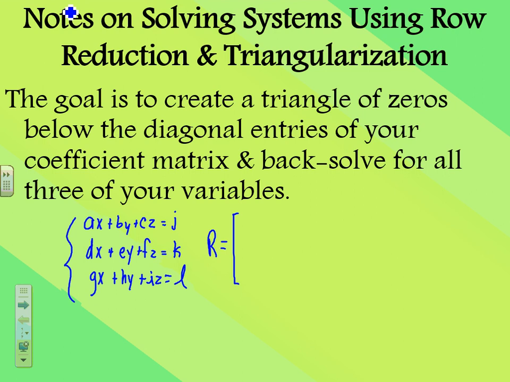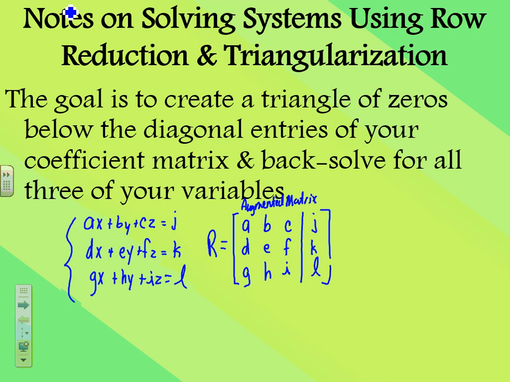So the augmented matrix that we would produce from this particular system would be A, B, C, and J for the first row, D, E, F, K for the second row, and G, H, I, and L for the third row. So this would be the augmented matrix that my made-up system gives us.